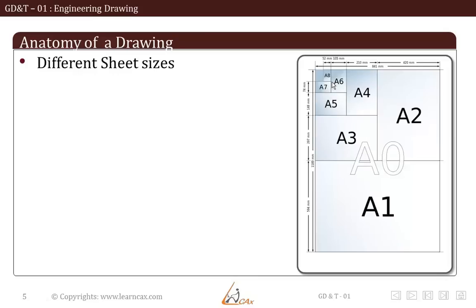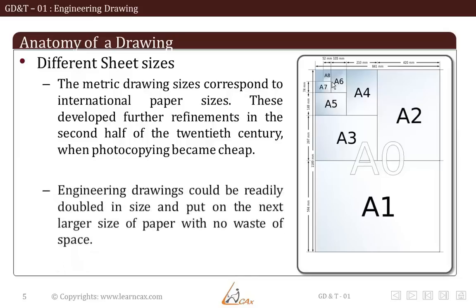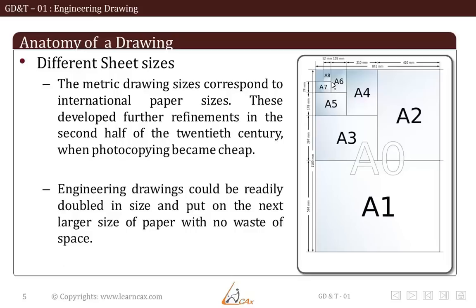Alright, so moving ahead, the metric drawing sizes correspond to international paper sizes. Further refinements were carried out in the second half of the 20th century when photocopying became cheap. The engineering drawings could be easily doubled in size and put on the next largest size of paper with no waste of space. Which means that if you are working on an A2 size paper and you need to scale up the drawing 2 times the size and draw the same on A1, then the same amount of size will be used on A1 too.